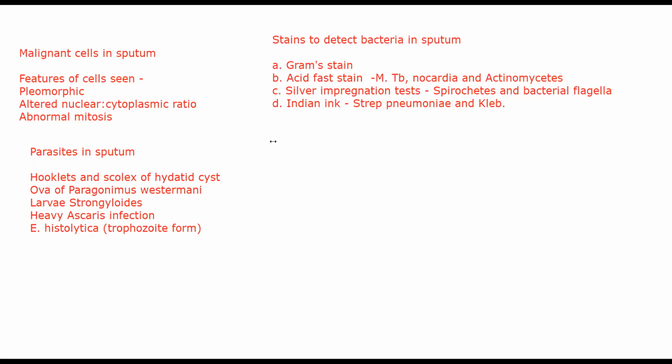Then you can also see crystals. Specifically, two types of crystals can be seen in sputum. One is called Charcot-Leyden crystals. This we studied in asthma as well. Charcot-Leyden crystals you can see in asthma or asthma-like conditions as well. Then the second type you can see is fatty acid crystals.